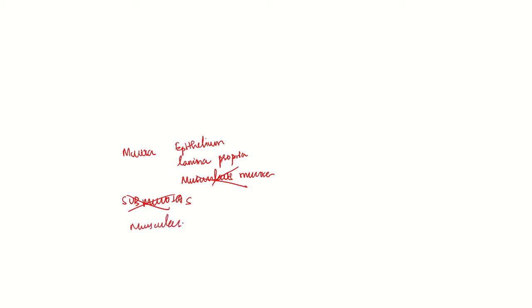So the mucosa contains an epithelium layer and lamina propria. Muscularis mucosa is absent in gallbladder, and submucosa is also absent in gallbladder. So the next layer comes to muscularis propria, and then perimuscular connective tissue and serosa.